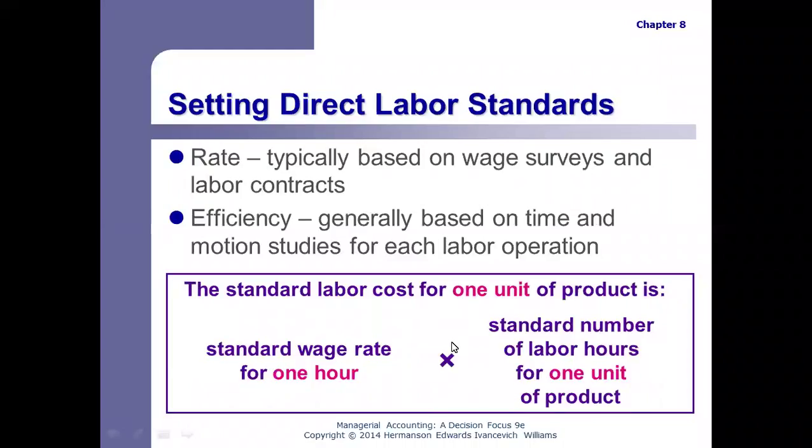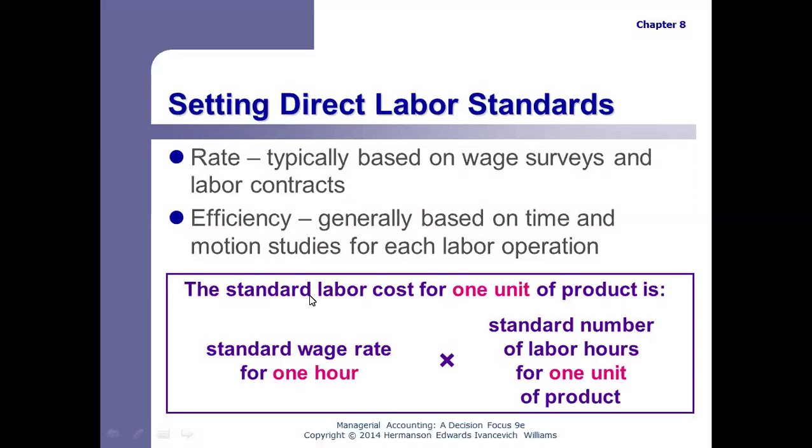With respect to direct labor standards, there's two, again, components of that. The standard rate is how much is planned, or what's the goal on how much you pay per hour for labor. Efficiency is how much time it should take to produce 1 unit of product.